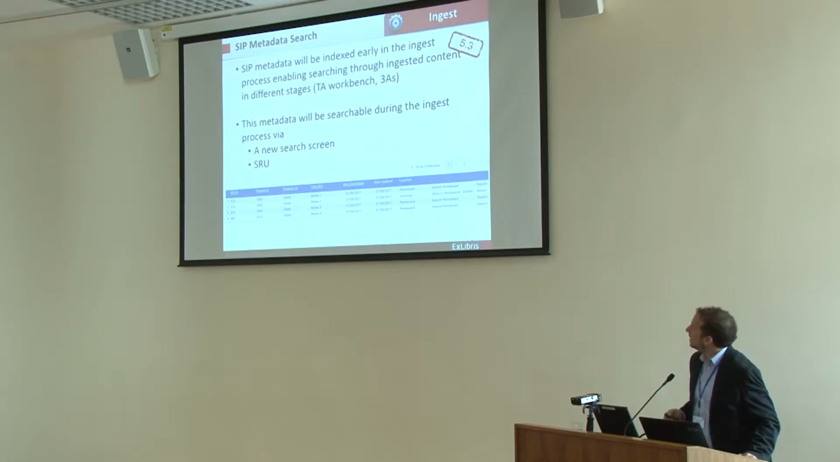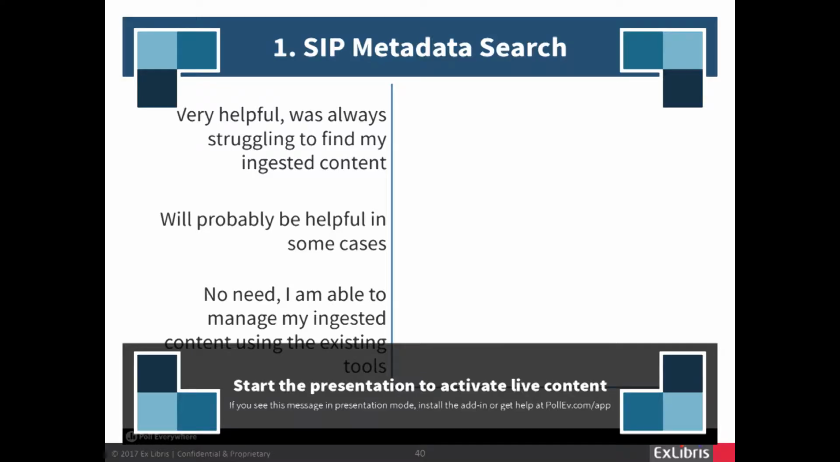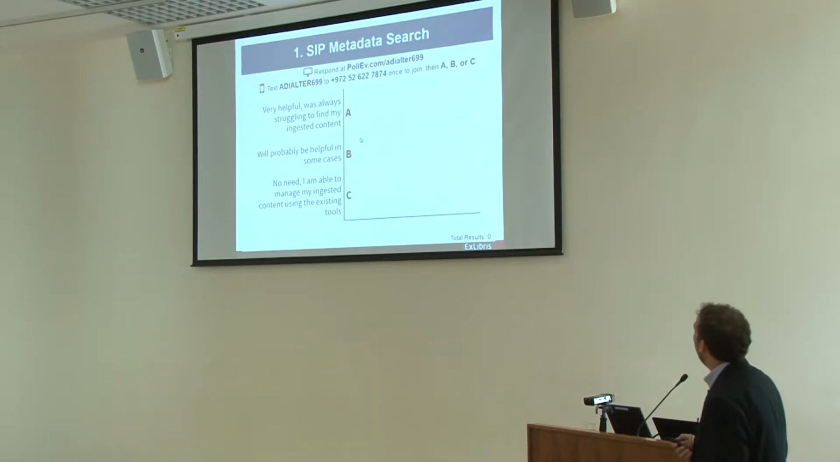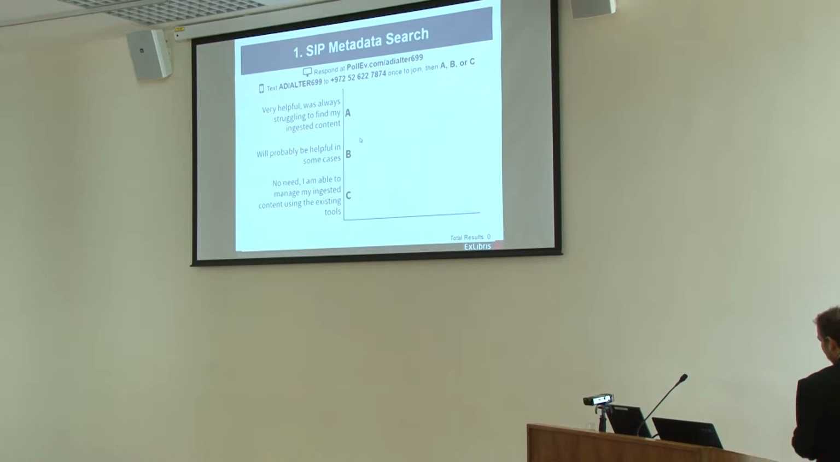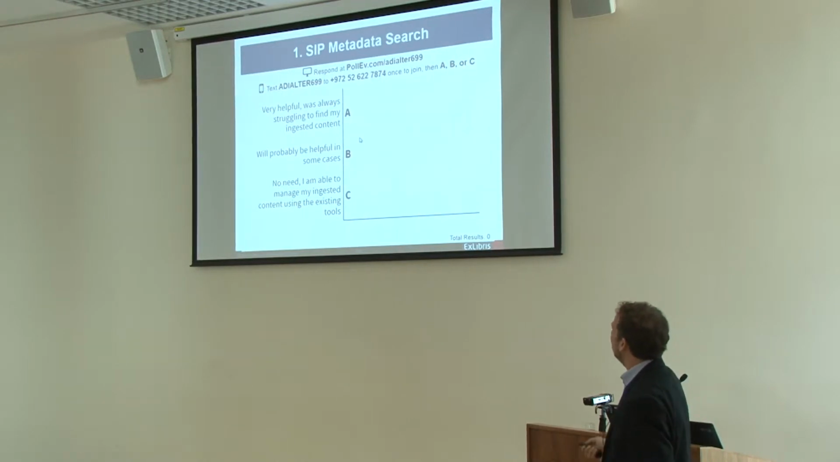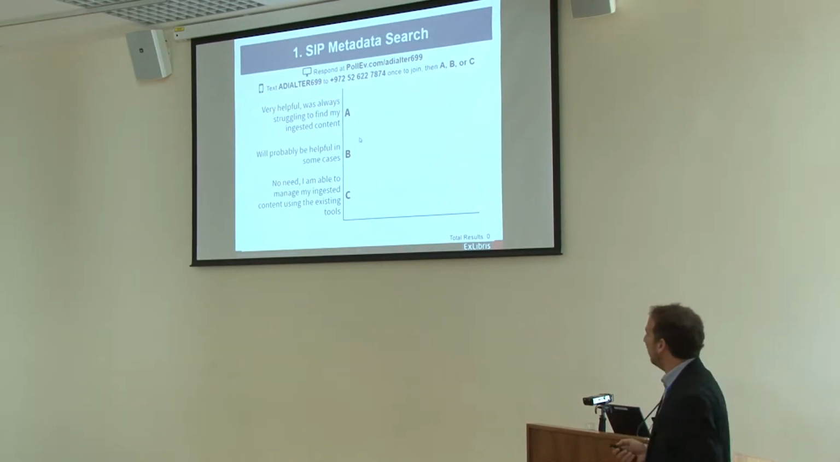So now, you need your devices on. Those of you who were here last year should be familiar with this. You need to point your browser to this link over here, polev.com/ibautotest699, and you should be able to start voting on this feature. Whether it's very helpful, you were always struggling to find your ingested content, it will probably be helpful in some cases, or no need, you're able to manage your ingested content using the existing tools. So we'd like to see your vote there.